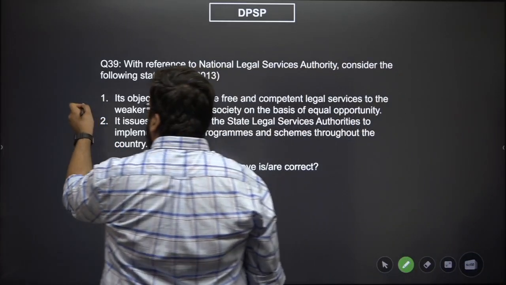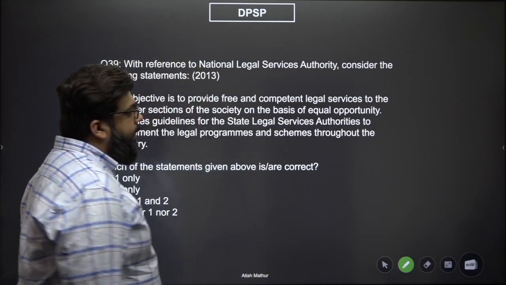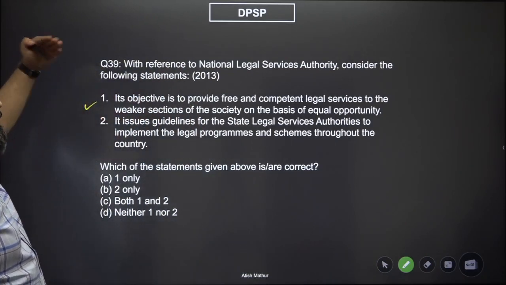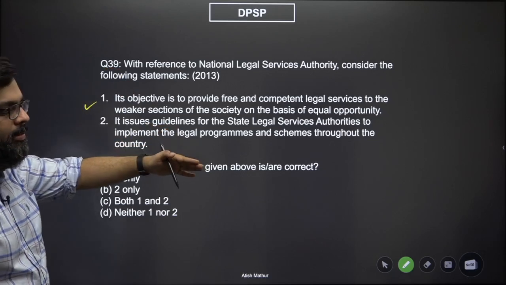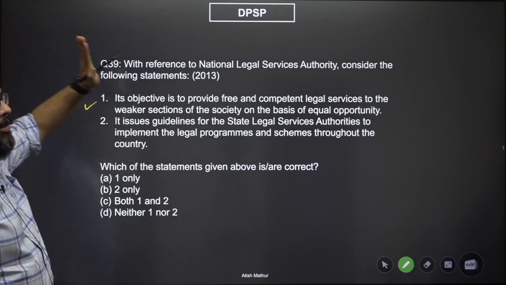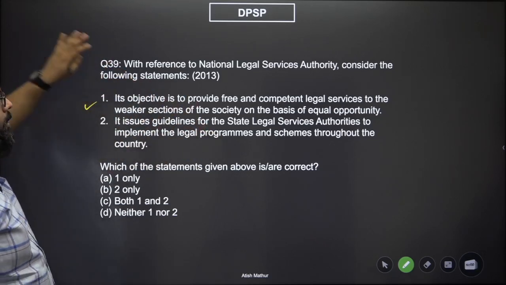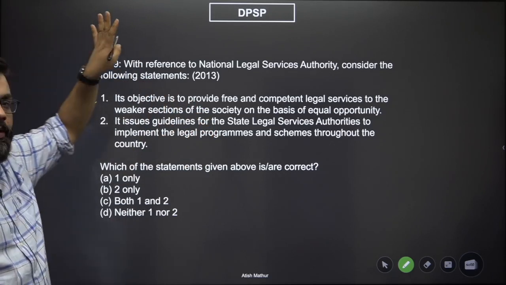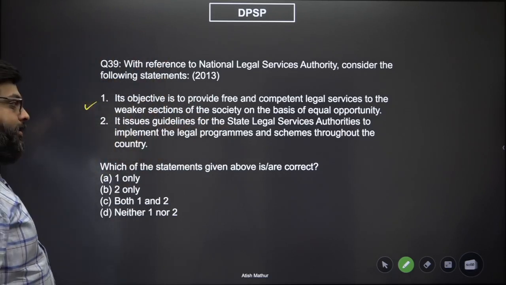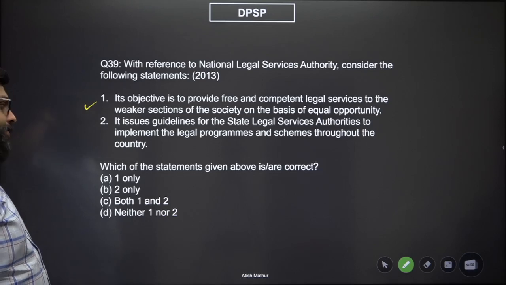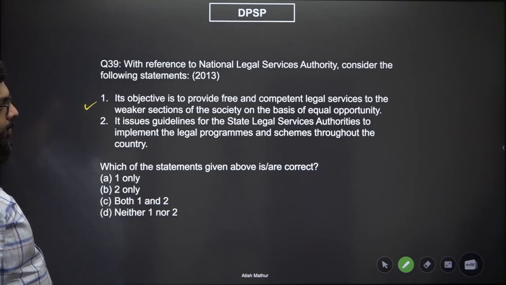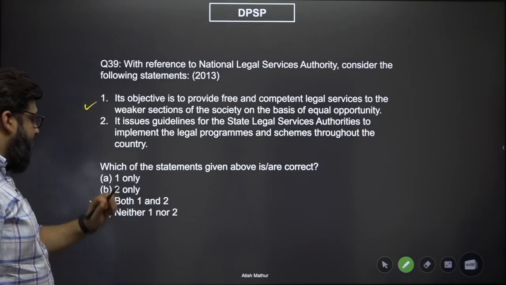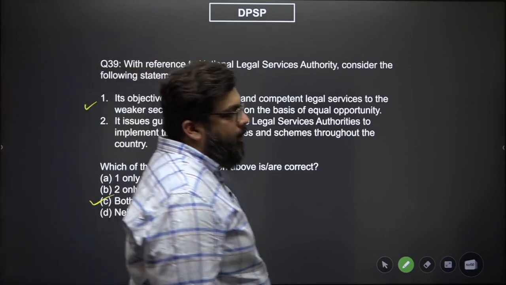The second is it issues guidelines to state legal service authorities. Anything which is national can always issue guidelines to the states. Now, NHRC can issue guidelines to state human rights commissions. National Legal Services Authority can issue guidelines to state legal services authority. Absolutely, because these are statutory and both of them are correlated. The answer would be C, both 1 and 2.